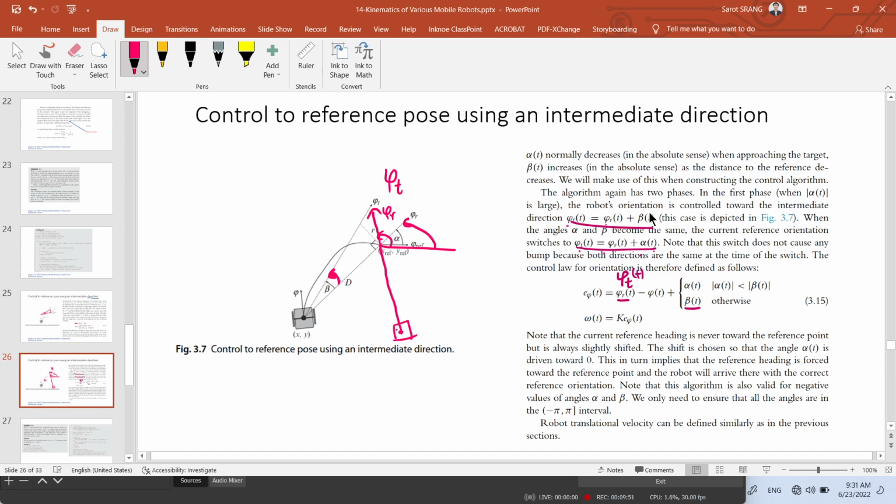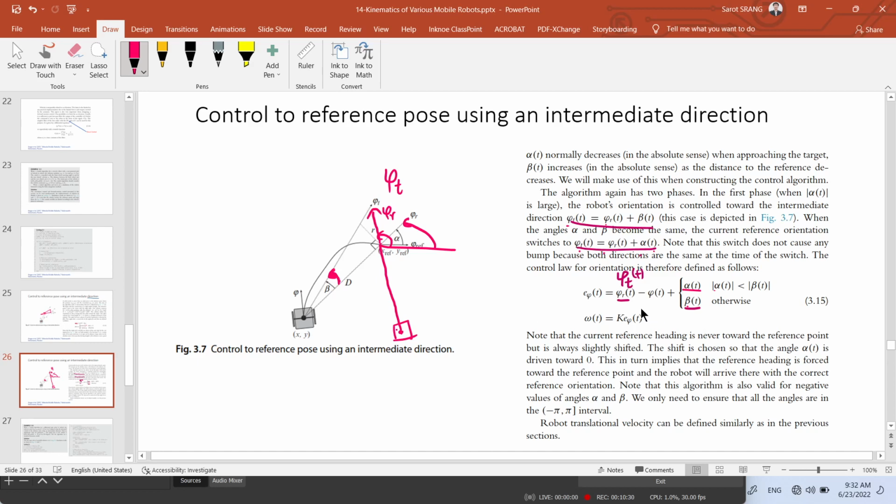Actually, alpha changes continuously. So here is the switch. How can we make the condition to switch? Whenever the absolute value of alpha is less than or equal to beta, or just less than beta, then we choose this term as alpha itself. Otherwise, we choose beta.